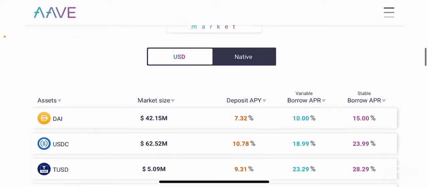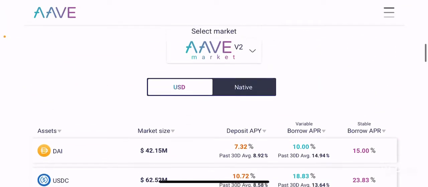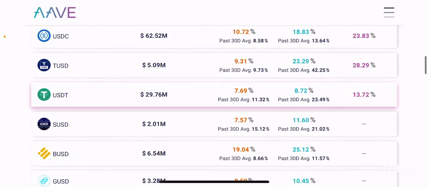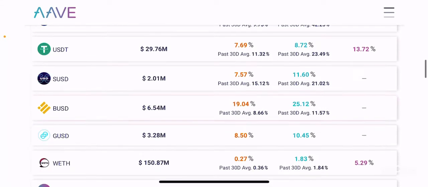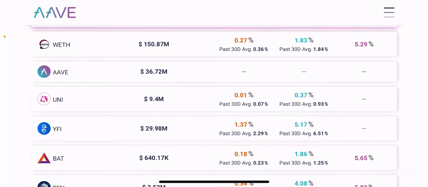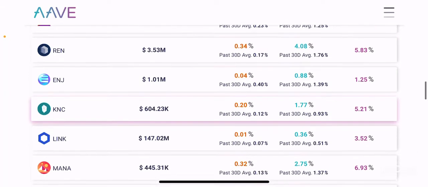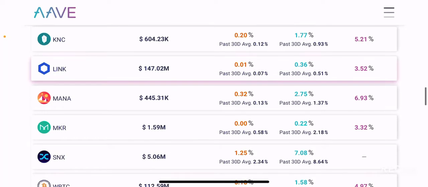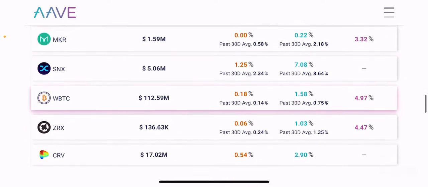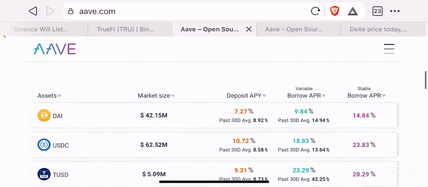So again, if you come to the website aave.com, you can clearly see that you have a lot of assets that are supported here: DAI, USDC, True USD, USD Tether, Synthetic USD, Binance USD, Gemini USD, and so on and so forth. You can pretty much see all of the other big blue chip coins in this panel. You can pretty much lend any ERC20 token and earn a pretty decent interest, especially if you're a long-term hodler like me.